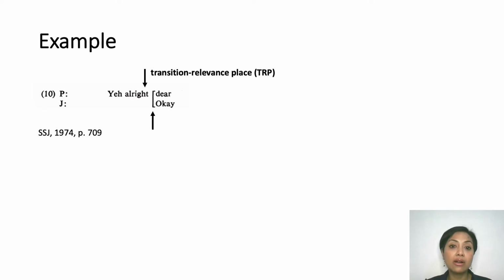The end of yeah alright is a Transition Relevance Place, or TRP. It's a place or space where P's ongoing turn may end, but need not, as we can see here. The emphasis here is may. In this case, P does not end his or her turn. Instead, P adds one more word, dear. Okay, so the concept that we are talking about here is that there is a space, place, or time in the conversation where a turn may end.